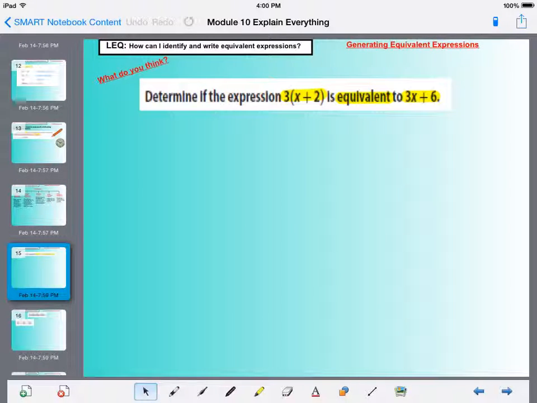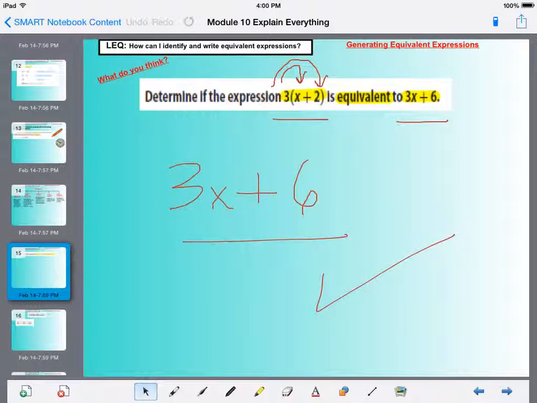When I look at a question like this, determine if the expression 3 times (x plus 2) is equivalent to 3x plus 6, automatically the property that should pop in my mind is the distributive property. I should be thinking about multiplying that number on the outside by everything on the inside. So 3 times x is 3x, plus 3 times 2 is 6. So is this expression equivalent to 3x plus 6? And the answer is yes.